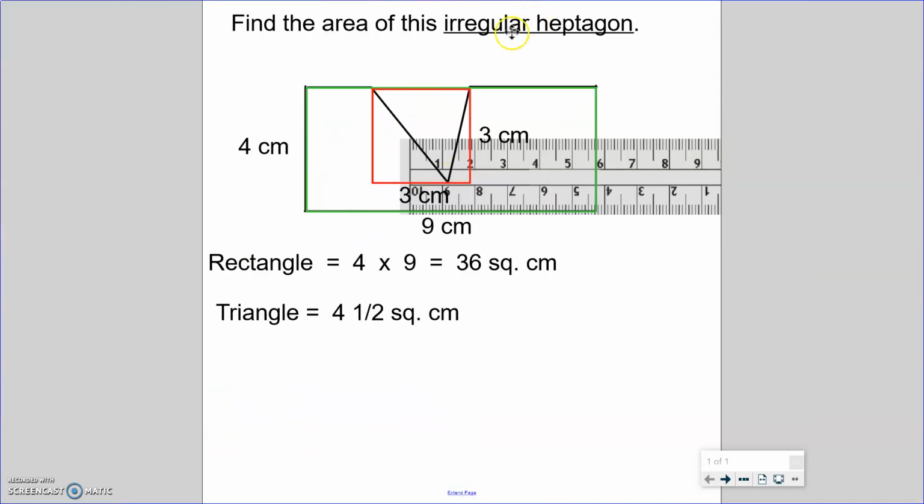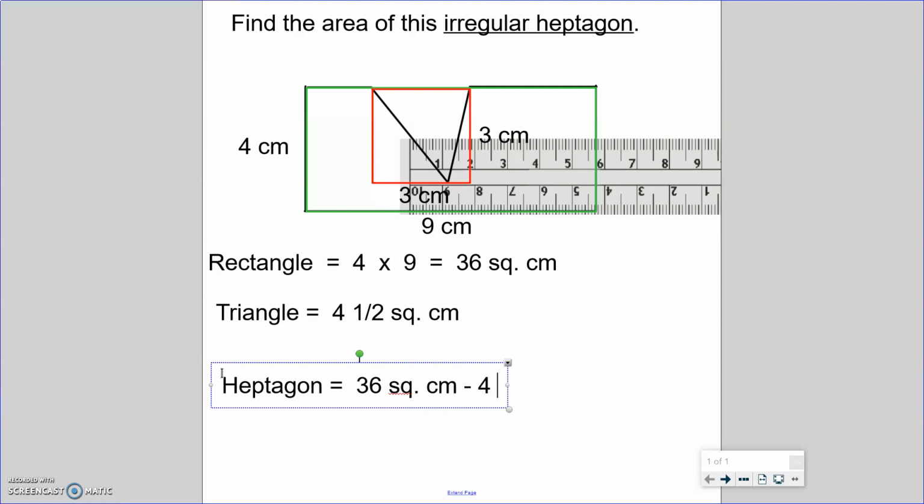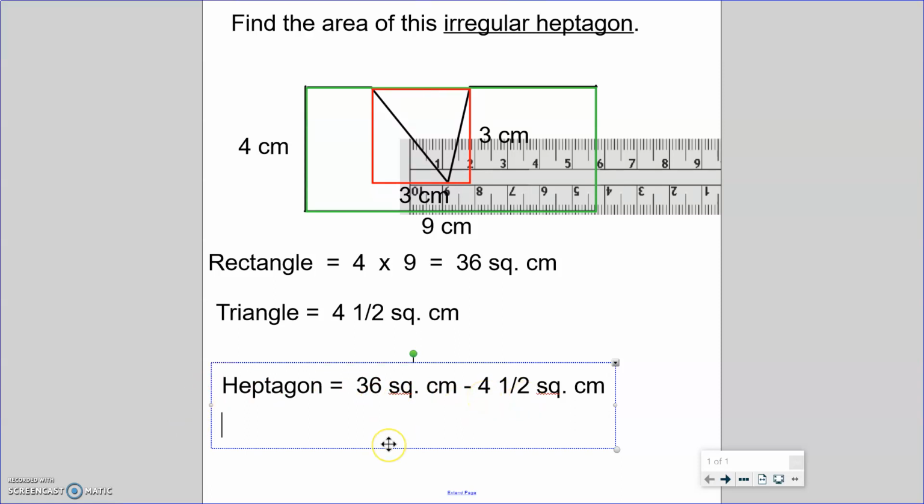We said that the heptagon looked like a rectangle that had a triangle taken away from it. And so now we need to do that subtraction. So the heptagon is going to be equal to 36 square centimeters minus 4.5 square centimeters. And for a final answer, if we take 36 and subtract 4, that gets to 32. And then if I subtract a half from there, that gives us 31.5 square centimeters.